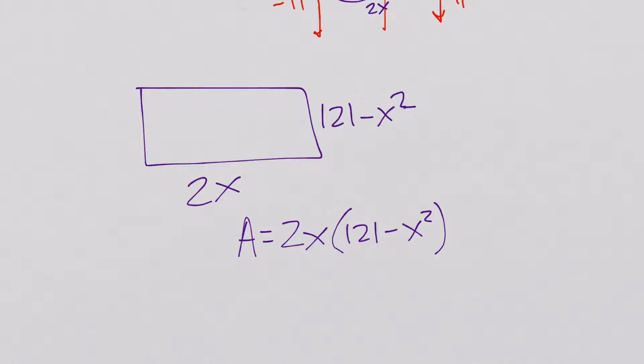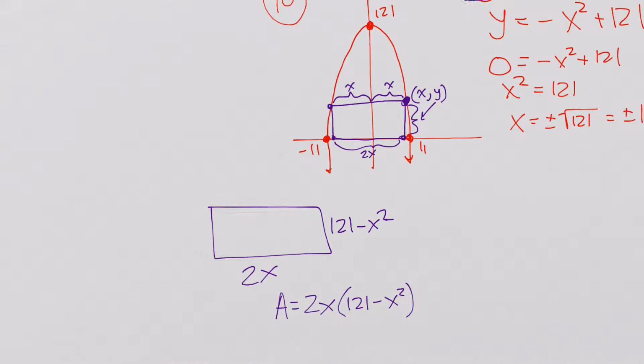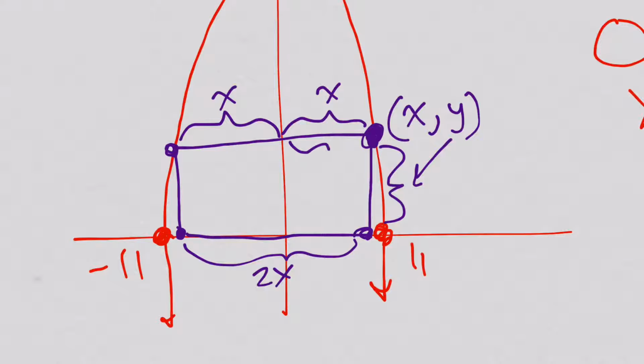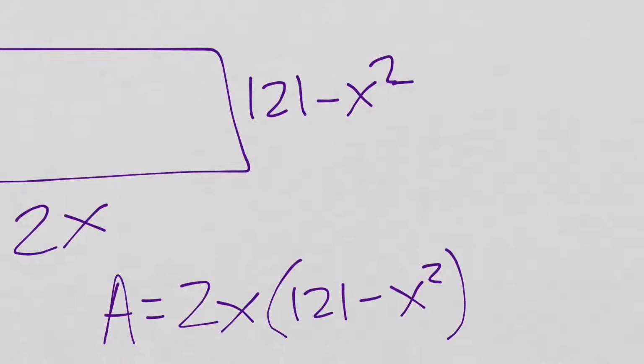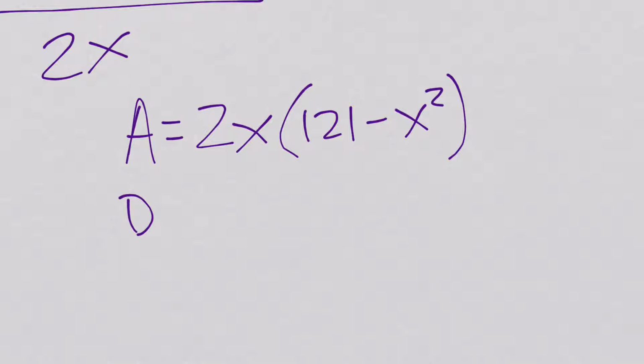And I want to know, what is a practical domain? Well, x is talking about this distance right here. That distance cannot be greater than 11, because if it were 11, we would just have a straight line on the x-axis, and my rectangle would have no area. So for a domain for this function, all I need to do is look between 0 and 11, like that. So that would be a practical domain for x.